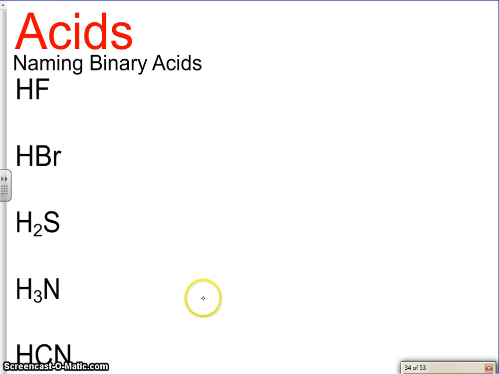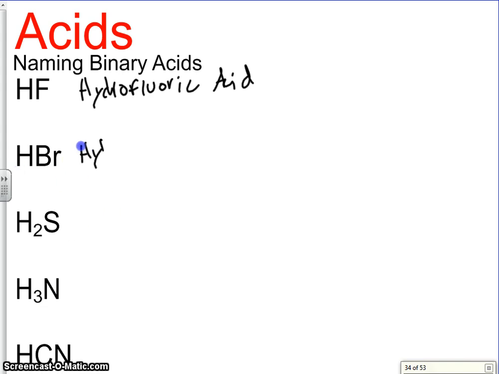So let's look at these. HF, no oxygen, so it's binary. So we say hydro to represent no oxygen. Fluorine becomes fluoric. Change the ending to IC. And then of course, because it starts with hydrogen, we give it the name acid. So hydrofluoric acid. Okay, HBr, hydro, because there's no oxygen. Bromine becomes bromic, and then of course acid at the end of it.